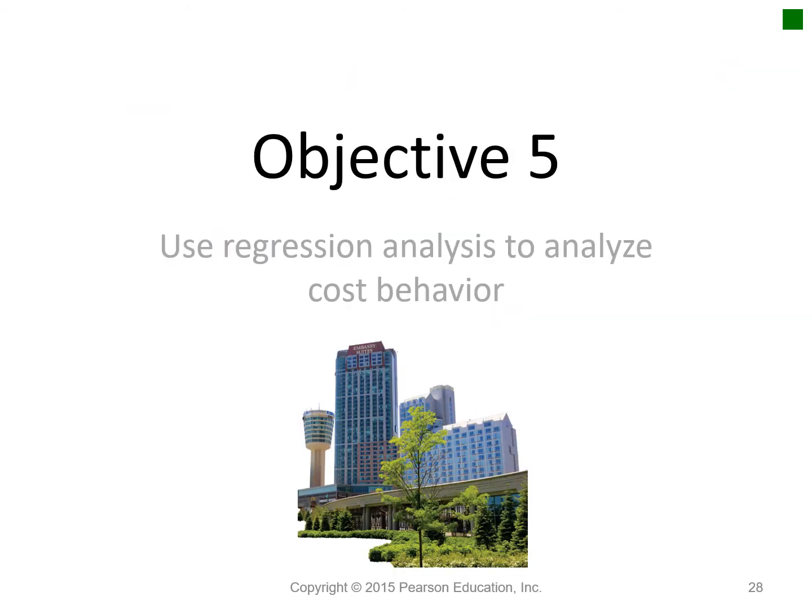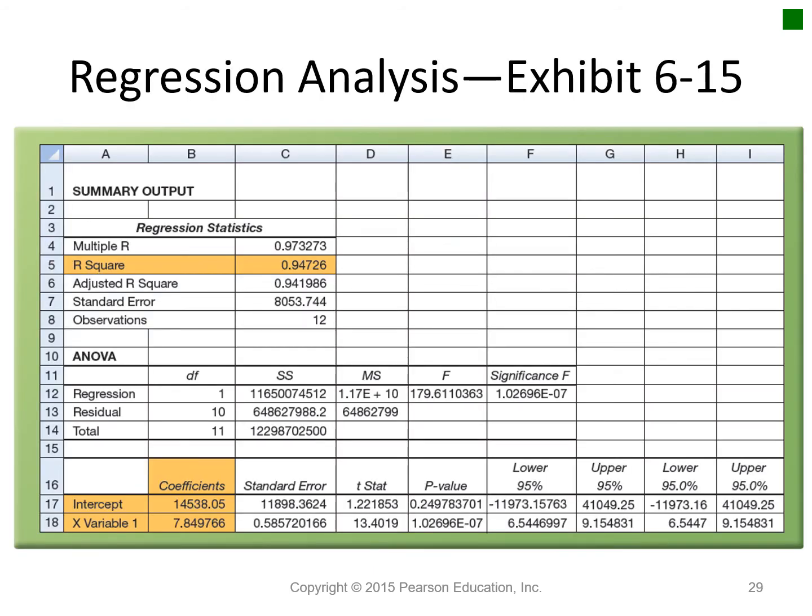Okay, so in the next objective, I'm just going to briefly talk about regression analysis and how you can use that to also analyze cost behavior. So if you've never seen an Excel spreadsheet, and again, this is not a stats course, so I'm not going to make this a requirement, but lots of times in stats they have what is called the R-squared value. R-squared, in this particular example they've given you, is 0.94726.